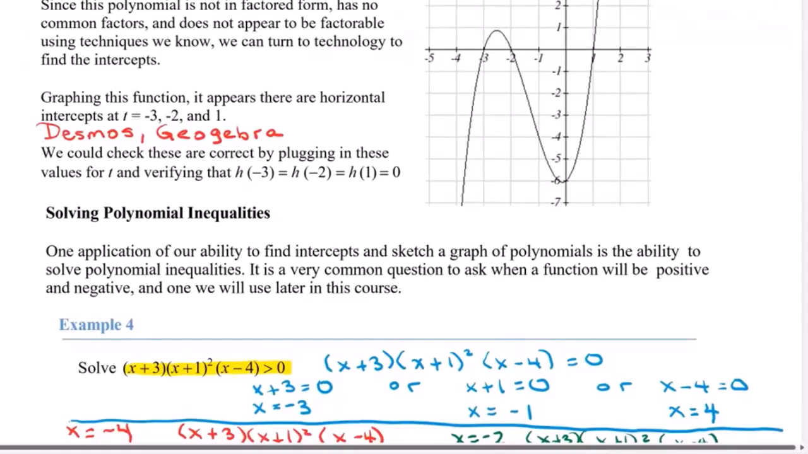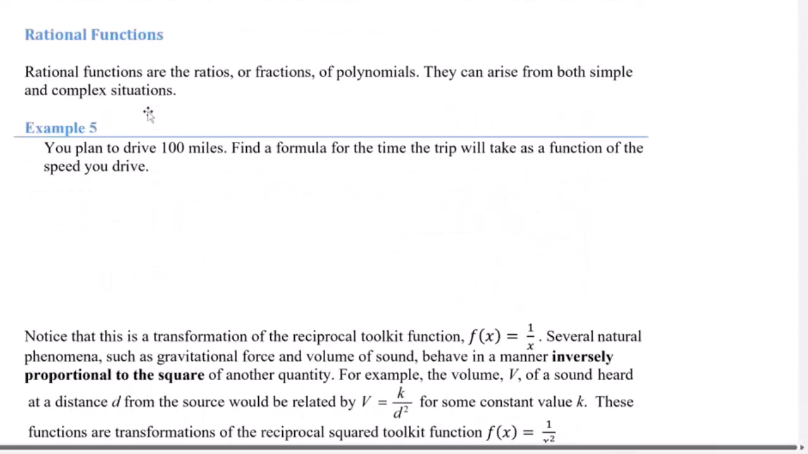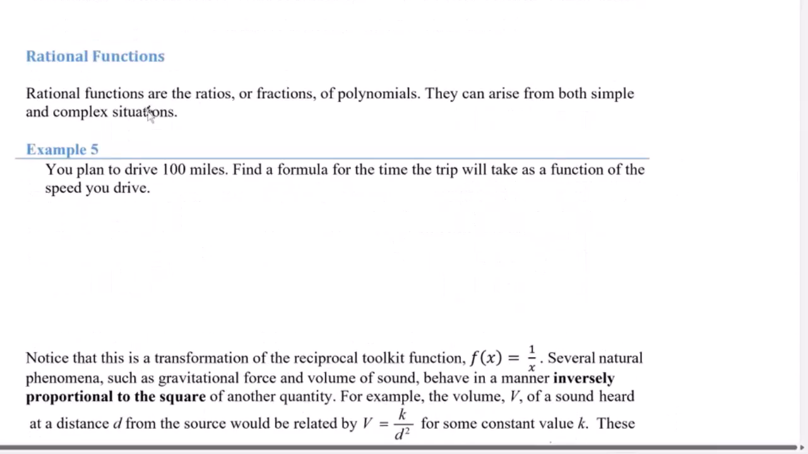All right, next. Now we're going to talk about rational functions. So rational functions basically are polynomials over polynomials.